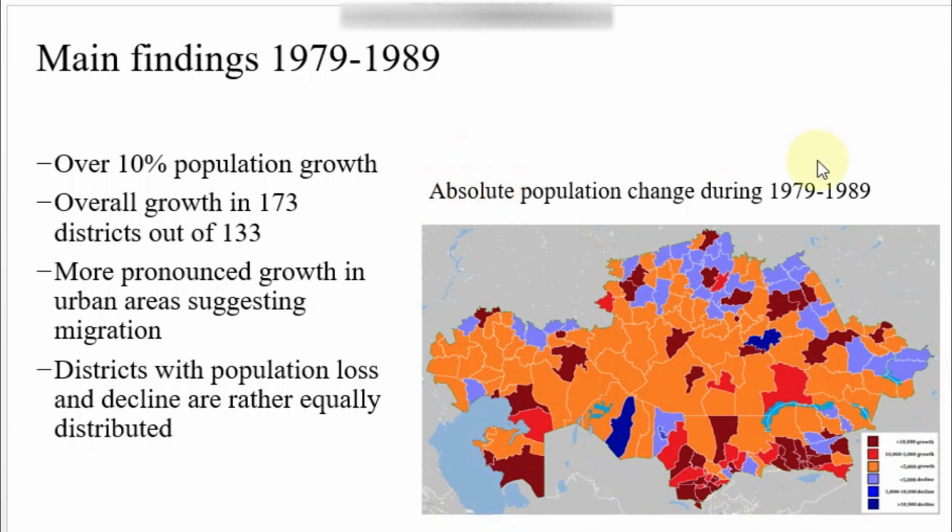So this is absolute population change by districts of Kazakhstan. Here dark red corresponds to a large population decrease, over 10,000 people. This is a significant population decrease, between 10,000 and 5,000 people. This is a small decrease, below 5,000. This is from 5,000 to 10,000, and this is a large population increase, over 10,000 people.